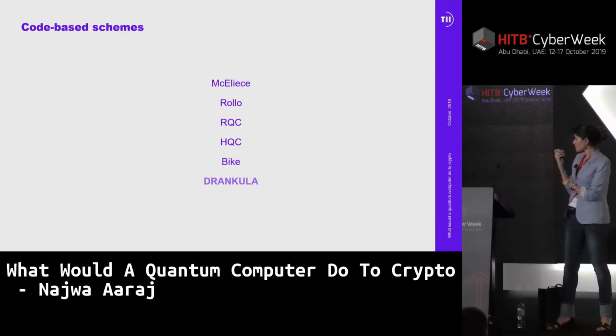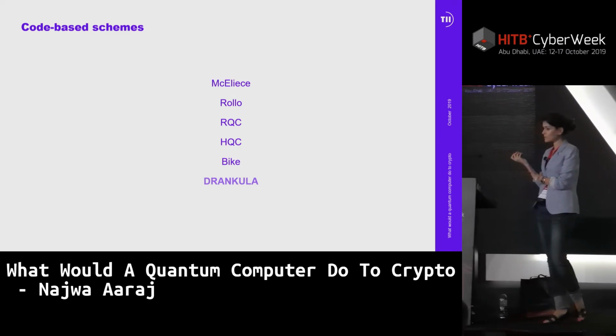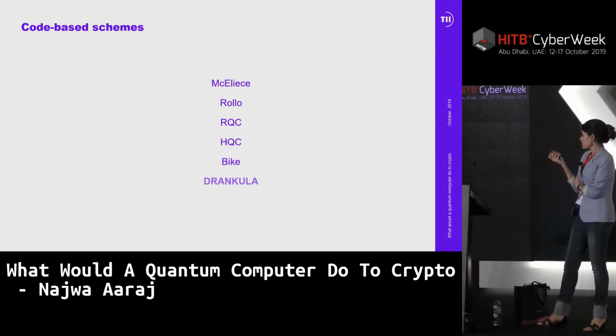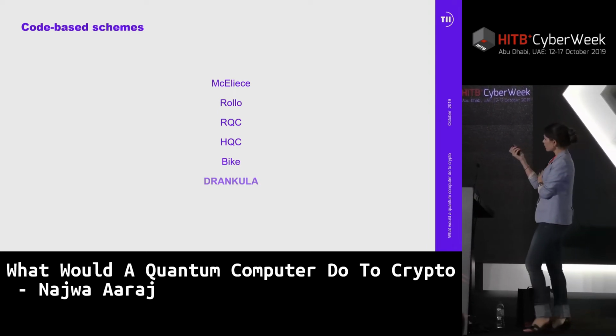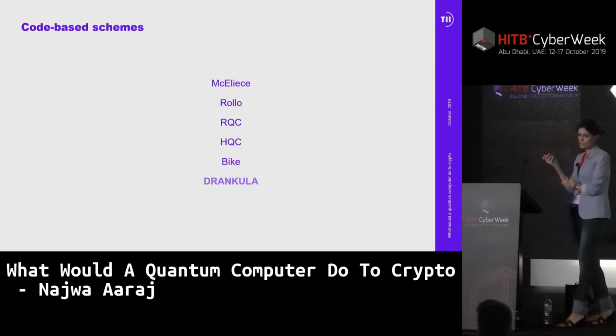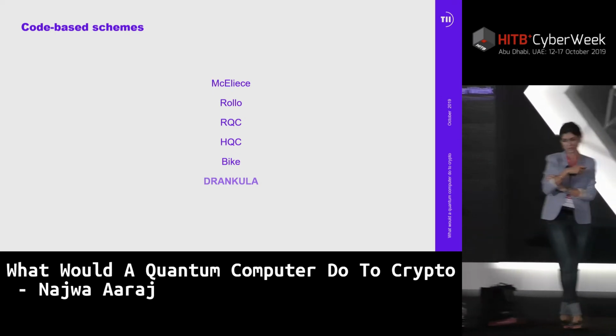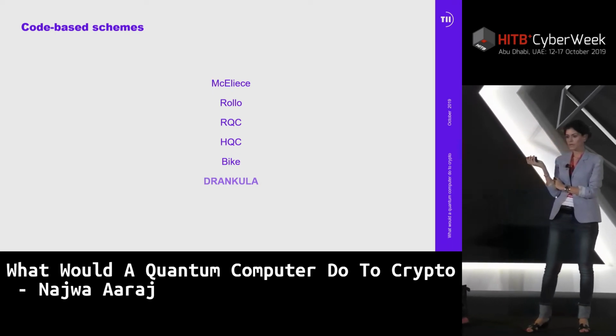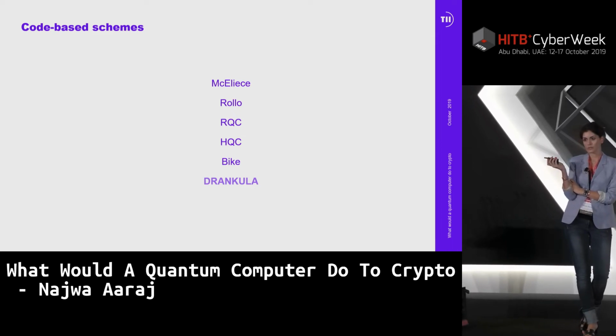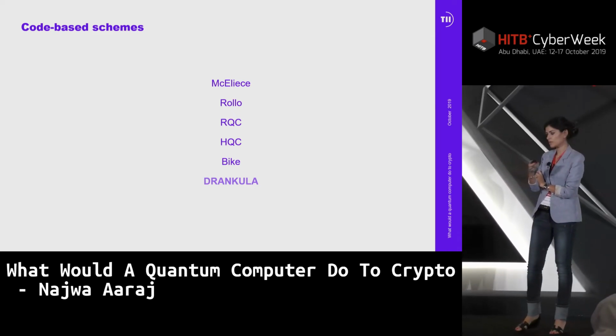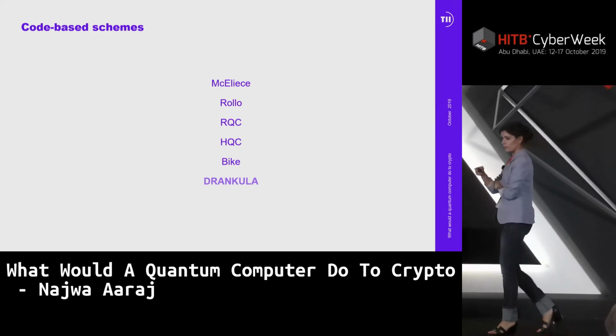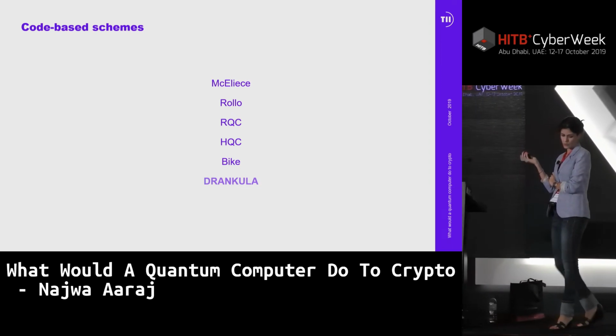You may recognize some of those schemes. McEliece is the most famous one. Rollo is actually the most studied one that survived in the second round of the NIST competition. And Rankula is a code-based algorithm that has been proposed by our internal team that is led by Mark, who you will be hearing from very soon.